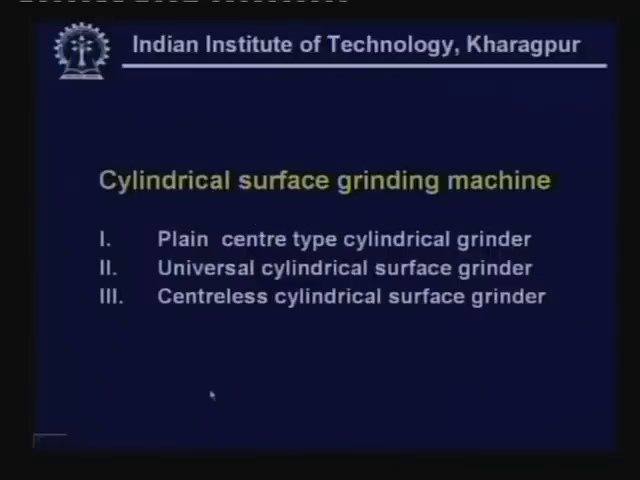Now, we go to cylindrical surface grinding machine. In cylindrical surface grinding machine, we see that at least there are three types of grinding machine. One is plain center type cylindrical grinder, number two is universal cylindrical surface grinder, and then the third one is centerless surface grinder. Now, the plain center type surface grinder.